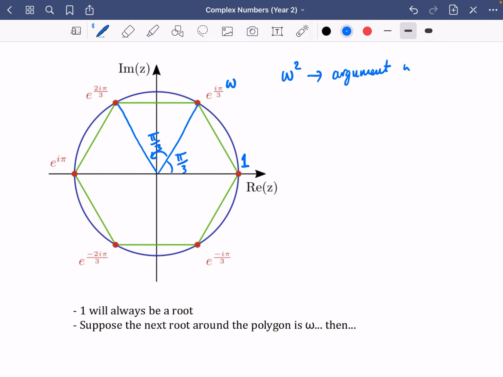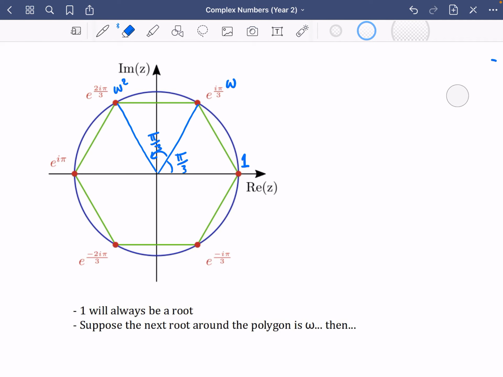The argument will be pi over 3 times 2. In other words, it'll be pi over 3 adding on another pi over 3. So this is the first one I've got. Omega has an argument of pi over 3. To get to the next one, I want to increase it by pi over 3 again, which means that this one is going to be omega squared. Now, do I need to worry about the modulus? Well, I don't need to worry about the modulus. Because it's a regular polygon, I know that the length of this line from here to here is 1. So even though I'm squaring it, 1 squared is going to just be 1. So the modulus will always remain as 1.